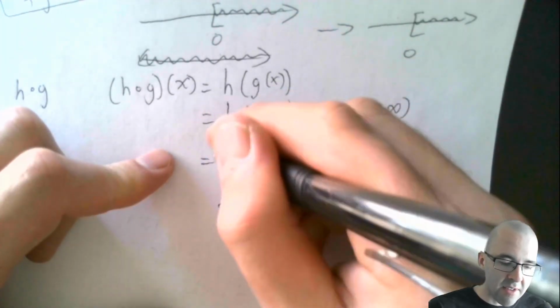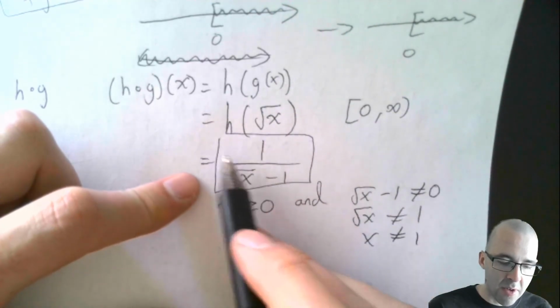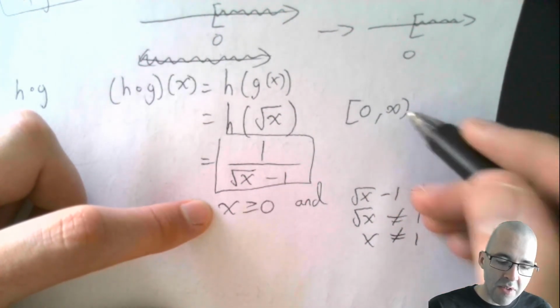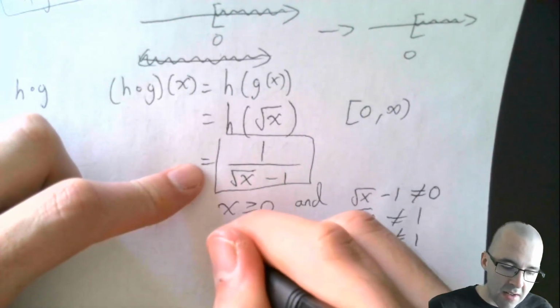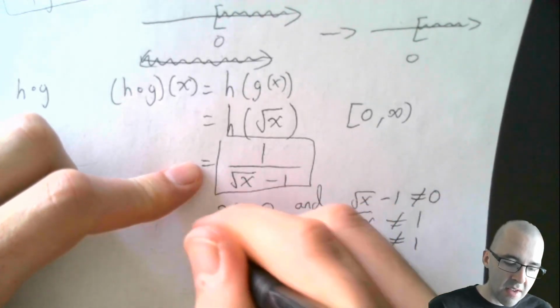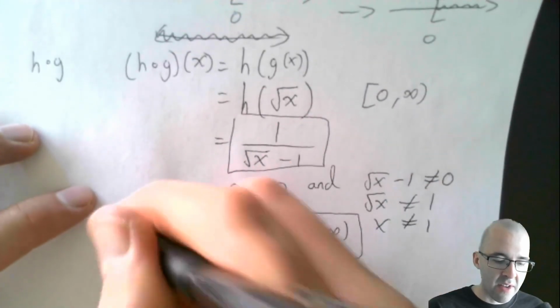So now intersect all of this together. And again, this was our answer for what is h of g of x. Intersect everything together, 0 to infinity, and not 1. It's going to be 0 to 1, union 1 to infinity. Okay, and that's how we find the domain.